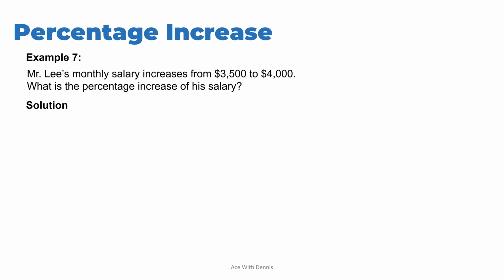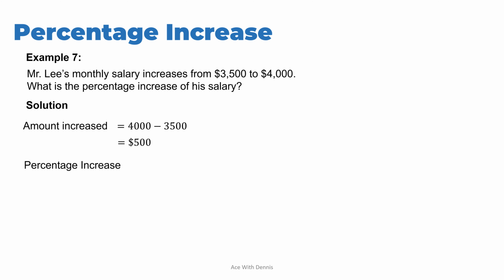Okay, here's the solution. The very first thing you need to do is identify which one is the original value and which one is the final value. So the salary increases from $3,500, so this will be the original value, to $4,000, so this one will be the final value. Now the amount increase will be 4,000 minus 3,500, which is $500.